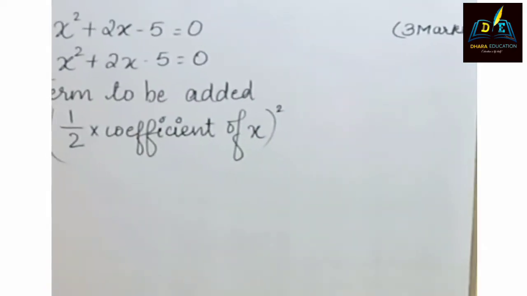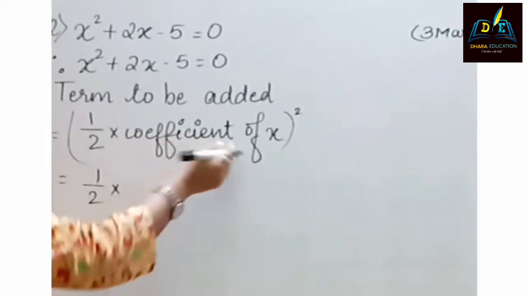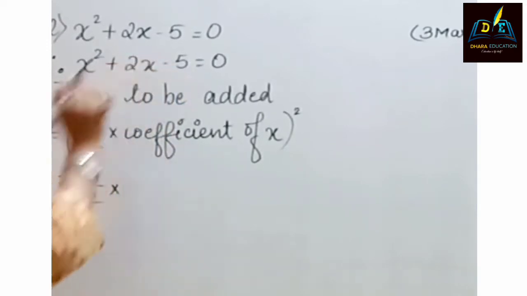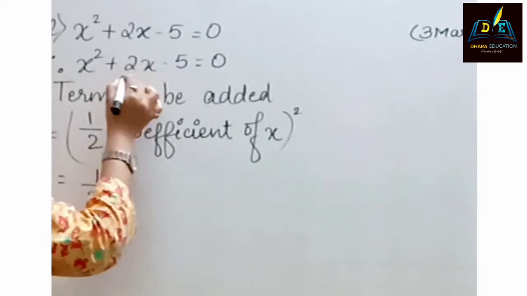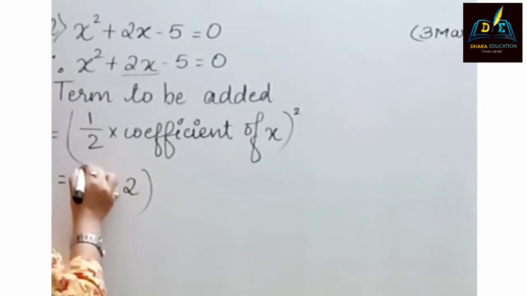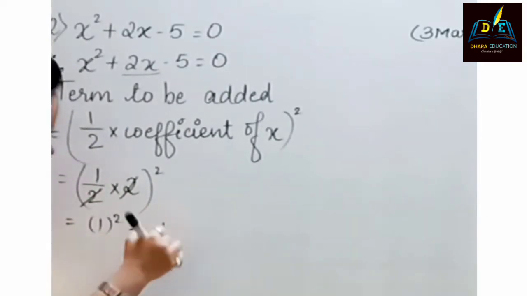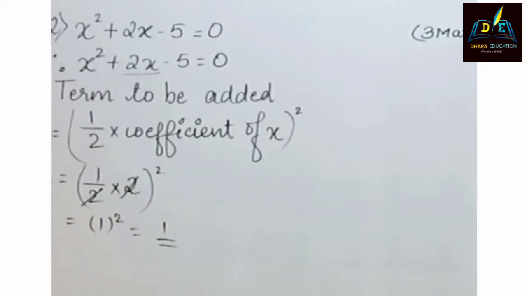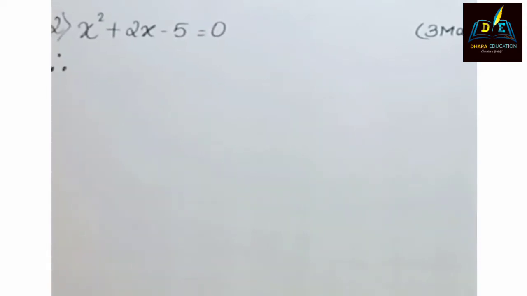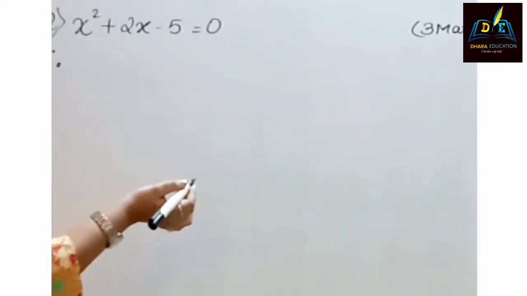So now we will start with half. Where is the coefficient of x in this particular sum? Yes, exactly, it is here. So 2 is there, so we write 2, the whole square. Then the 2s cancel. So what will be the answer? 1 the whole square is equal to 1. Am I clear on this point? So now we will add and subtract it.